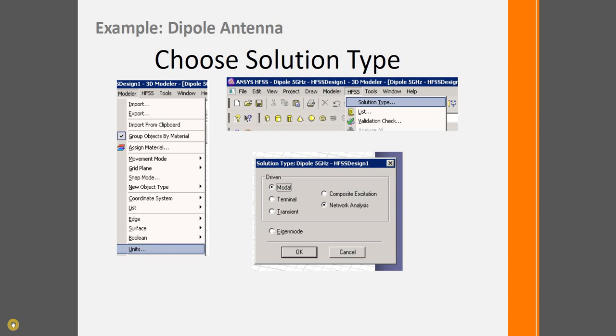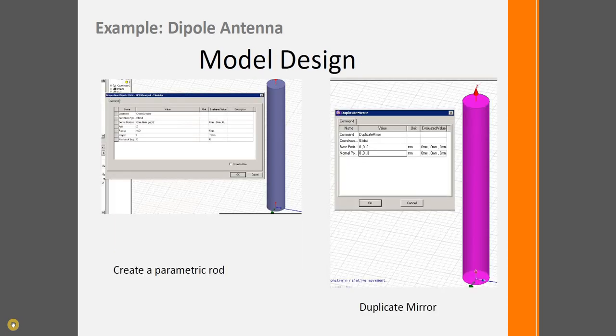As I indicated, you need to choose a solution type: go to HFSS, select the solution type, and select modal analysis. Then you should design a model. You should define two cylinders. You can define one cylinder and duplicate it or move it along one axis to have two conductor cylinders.